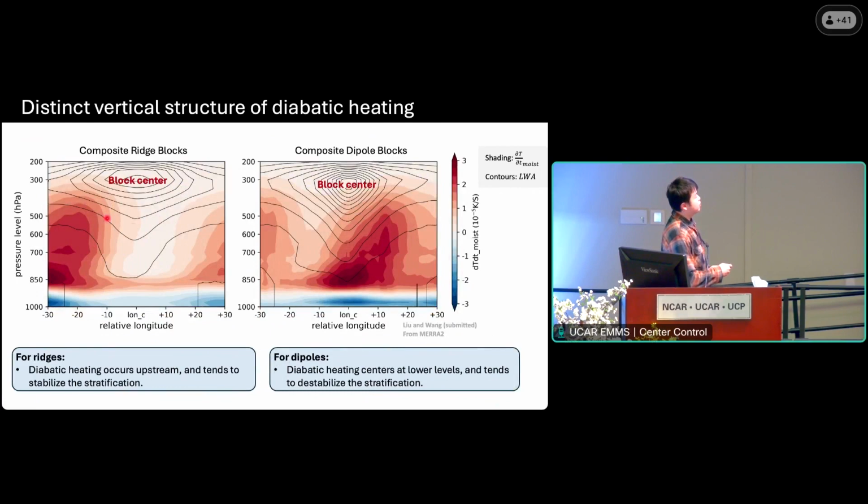Now the contour represents local wave activity, which maximizes in the upper troposphere at the block center. So we can see that for ridge blocks, the diabatic heating again occurs upstream to the block, and it overall shows a homogenized structure from the lower to the upper troposphere, and it tends to stabilize the stratification. But for the dipole block, we can see that the diabatic heating is primarily centered at the lower level. It generates a strong lower-to-upper gradient of the diabatic heating, and it tends to destabilize the stratification.